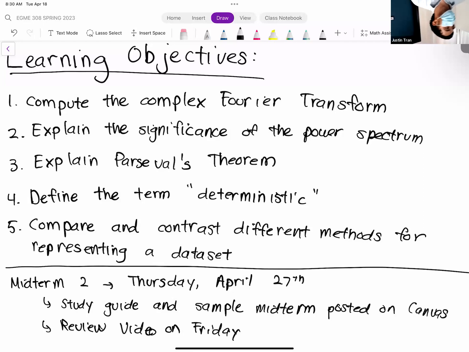Okay. All right. So the plan for today is we're going to finish up our lecture notes on Fourier. We just have a little bit left, so probably about half a lecture's worth of content. And then we're going to move on into the last big unit for the class, which is probability and statistics.